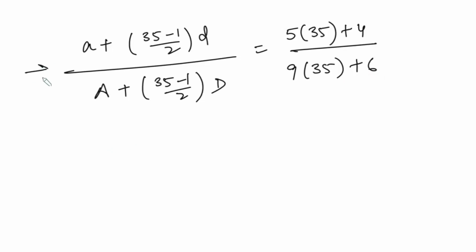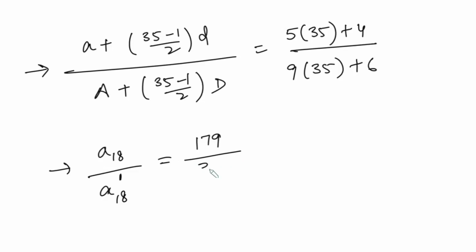And on the left hand side, you get the ratio of 18th terms. So the 18th term of the first AP and the 18th term of the second AP is equal to 179 divided by 321.